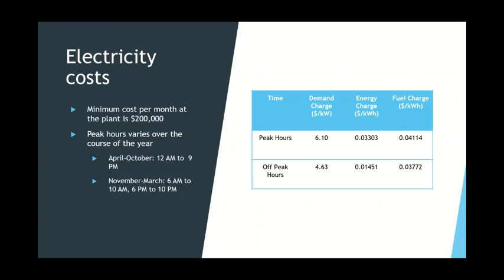In Florida, peak hours are 12 a.m. to 9 p.m. from April to October, and 6 a.m. to 10 a.m., then 6 p.m. to 10 p.m. from November to March. These times are based on tourism and other factors. This is why scheduling of the aeration and pumping is important for electricity cost minimization, as the time of day you use the power does change the cost of operation significantly.